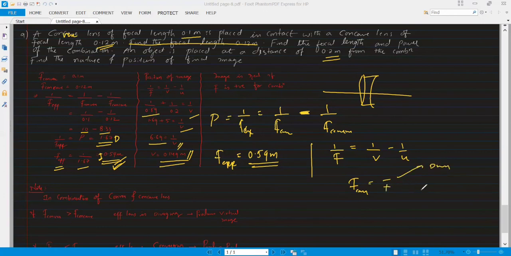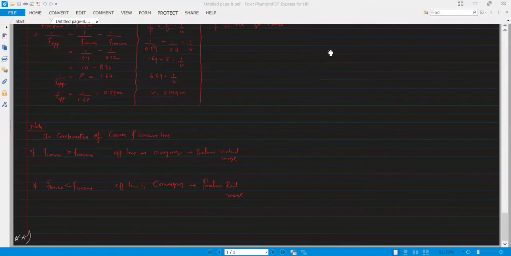If it is positive, it is going to be a converging lens. There is a short note written here. Let us go for that. In a combination of convex and concave lens, when it is going to be a diverging lens it forms the virtual image, and when it is going to be a converging lens it produces the real image.